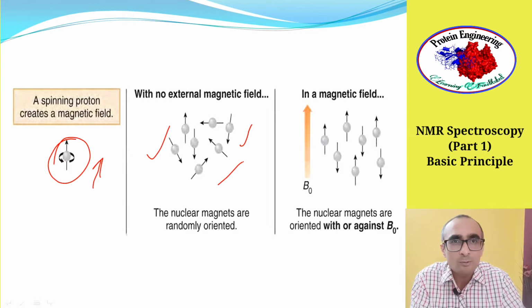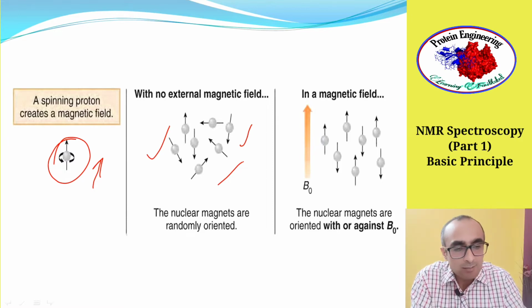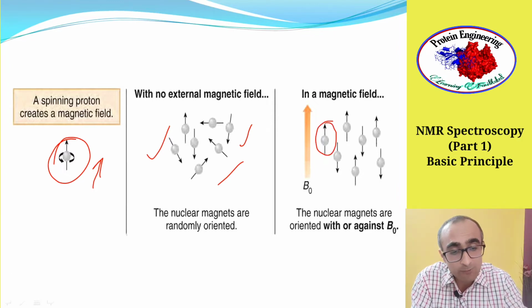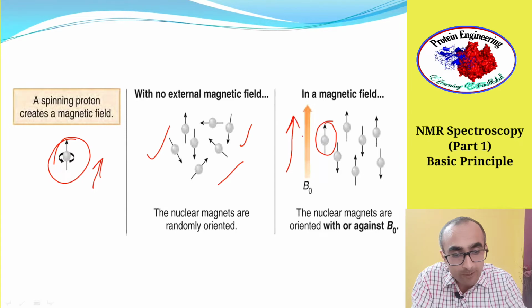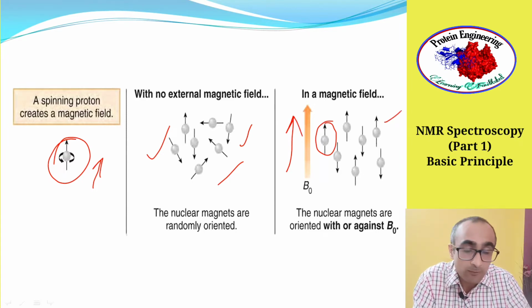But if you keep that compound under a fixed strength magnetic field, then the nuclei arrange themselves in the direction of the applied magnetic field. For example, this is the direction of the applied magnetic field from outside, and these are the nuclei under the influence of this field.